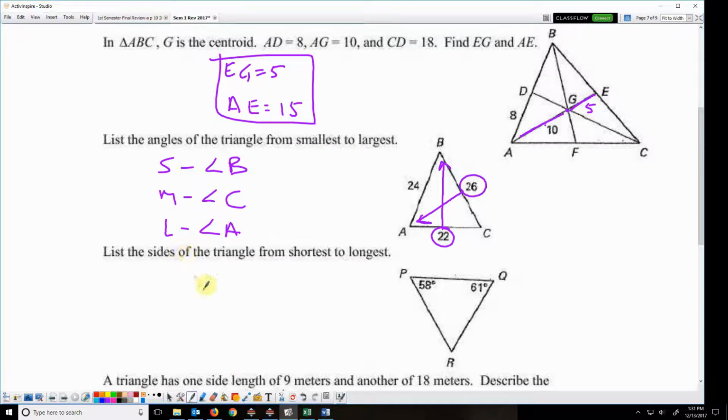Next, list the sides from shortest to longest. First thing we need to do is find this angle measure. The angles will add up to 180 because they're a triangle. So 180 minus 58 minus 61. And that's going to be 61. So this angle is 61 degrees. So the shortest side is across from the smallest angle. And that side is QR.